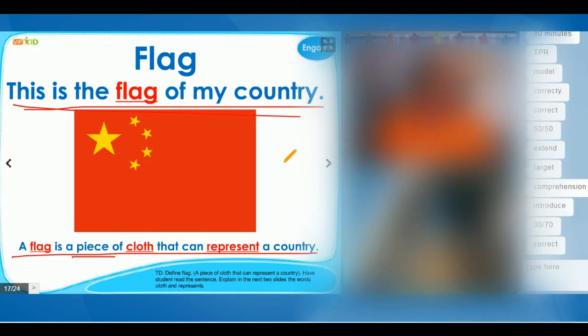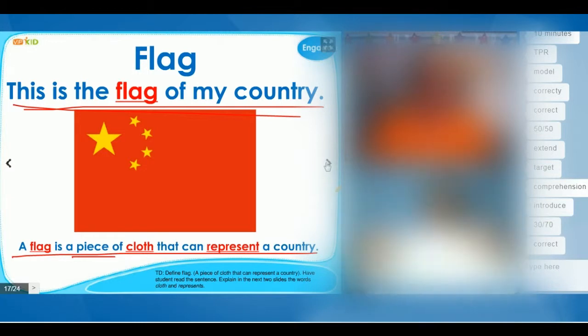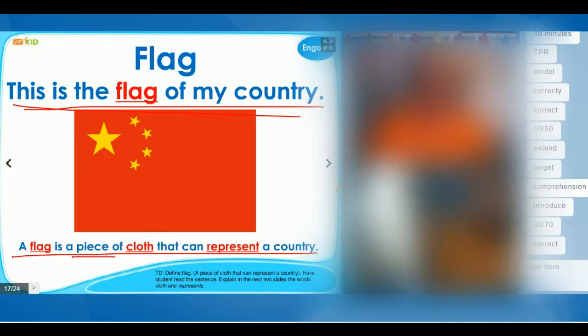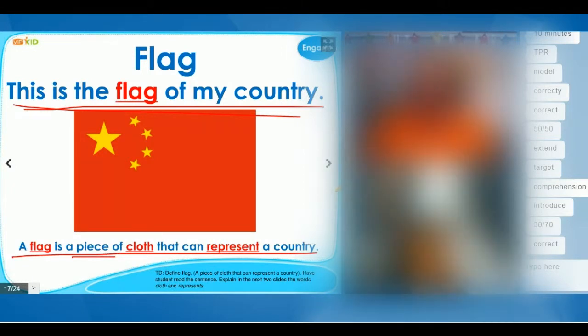Peace. Peace. Good. Peace. Good. Cloth. Yes, you have cloth. Yes, good.